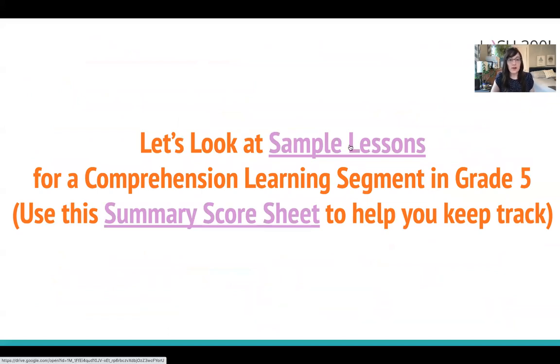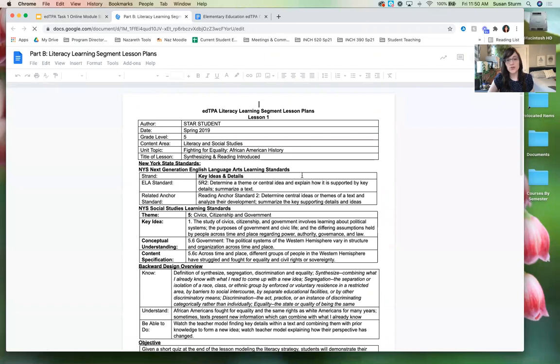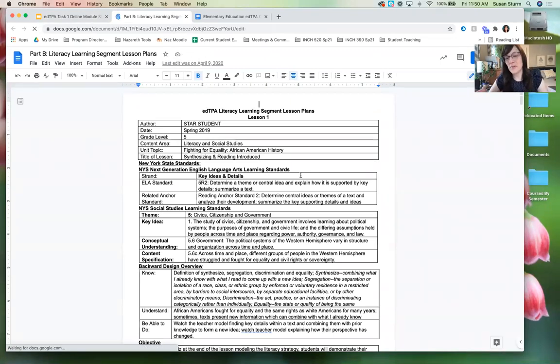So what we're going to do now is take a look at the sample lessons that were provided. If you click on this link, it will take you out to who I call the star student. And this is that student who had a 390 in 2019 actually, and submitted these lessons for this assignment. So this student was in a 5th grade class, as we already saw. They chose determine a theme or central idea and explain how it's supported by key details, summarize a text. So this will be a summarizing edTPA.